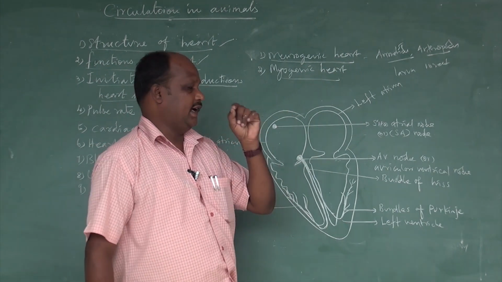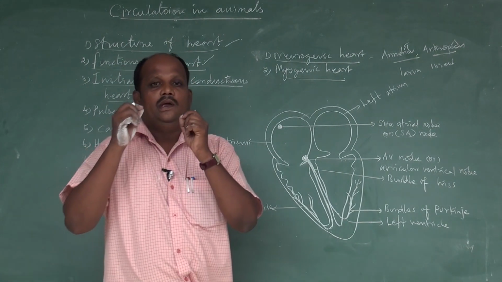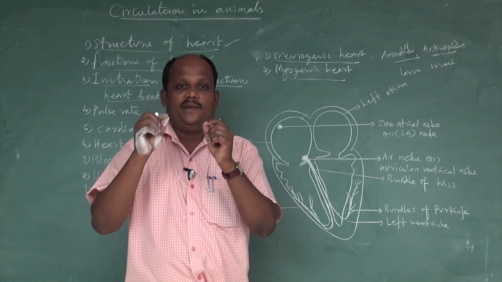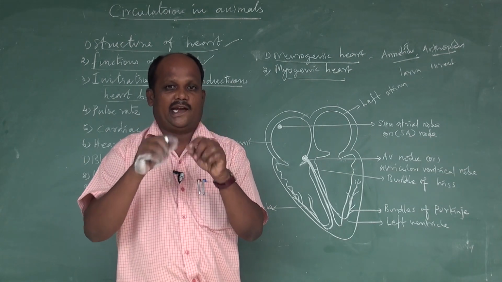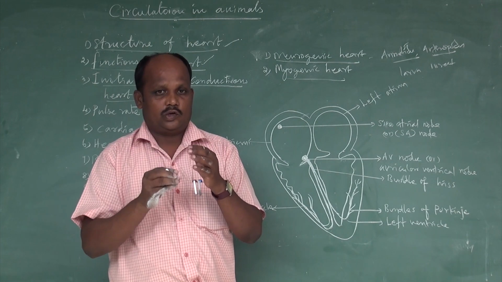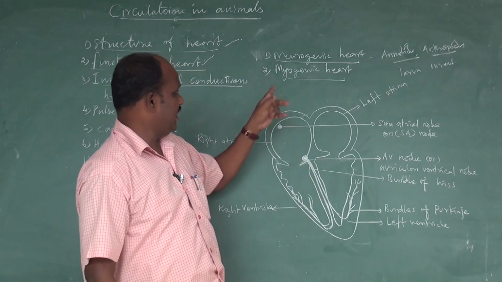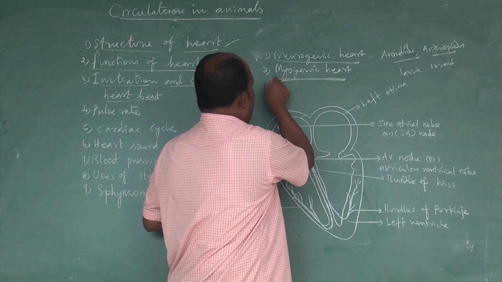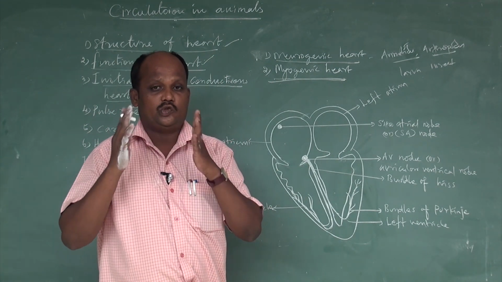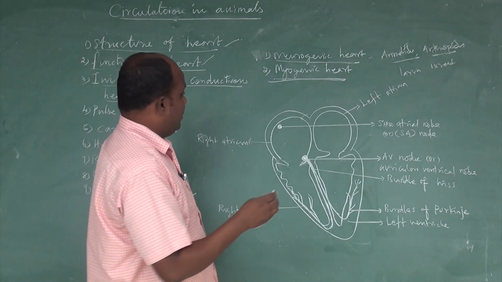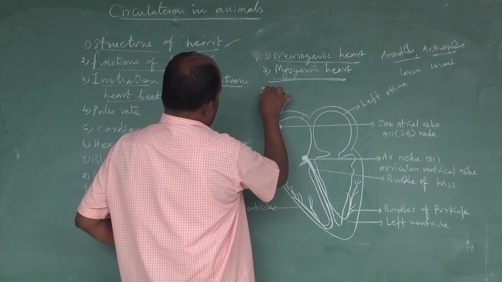In annelids and arthropods, a brain-like structure is present, named a ganglion, which means nerve ganglion. The nerve ganglion is a bulb-like structure. It acts as a brain and gives the stimulation to heart functions. The second one, the myogenic heart, means the heart function is initially stimulated by the nervous system and the endocrine gland system.